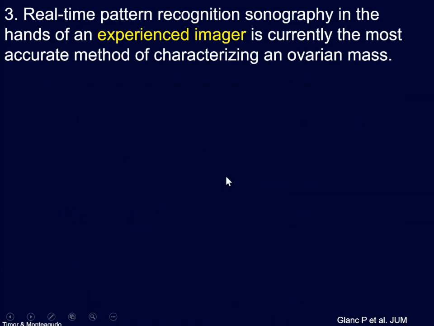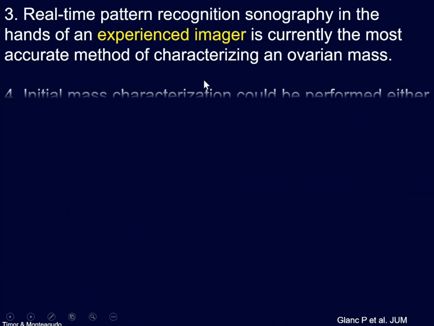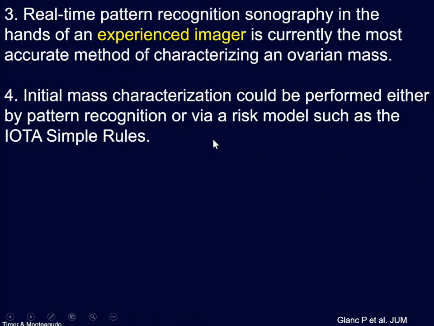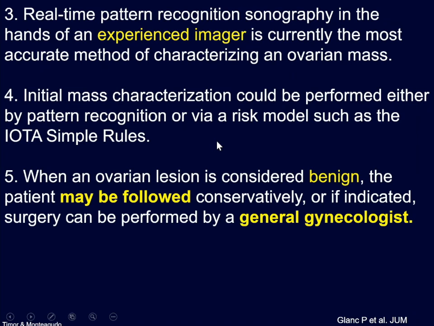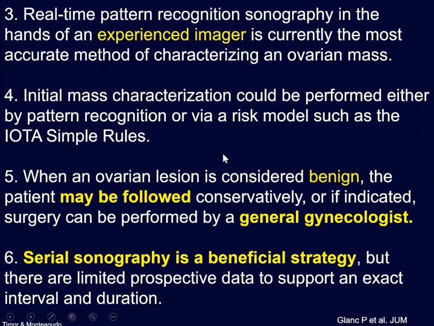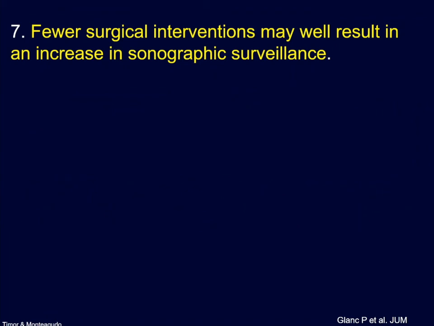Real-time pattern recognition sonography in the hands of an experienced imager is currently the most accurate method of characterizing an ovarian mass. Initial mass characterization could be performed either by pattern recognition or via a risk model, such as the IOTA simple rules. When an ovarian lesion is considered benign, the patient may be followed conservatively, or if indicated, surgery can be performed by a general gynecologist. Serial sonography is a beneficial strategy, but there are limited prospective data to support an exact interval and duration. Fewer surgical interventions may well result in an increase in sonographic surveillance.